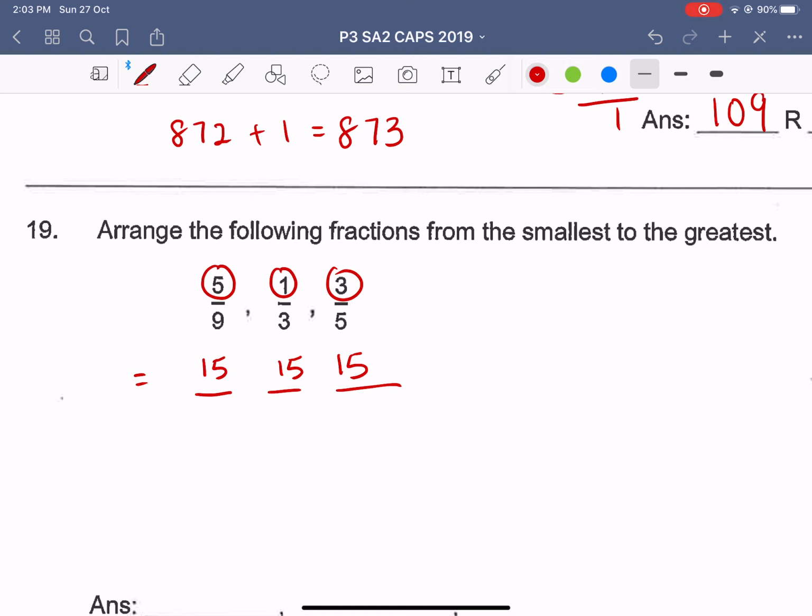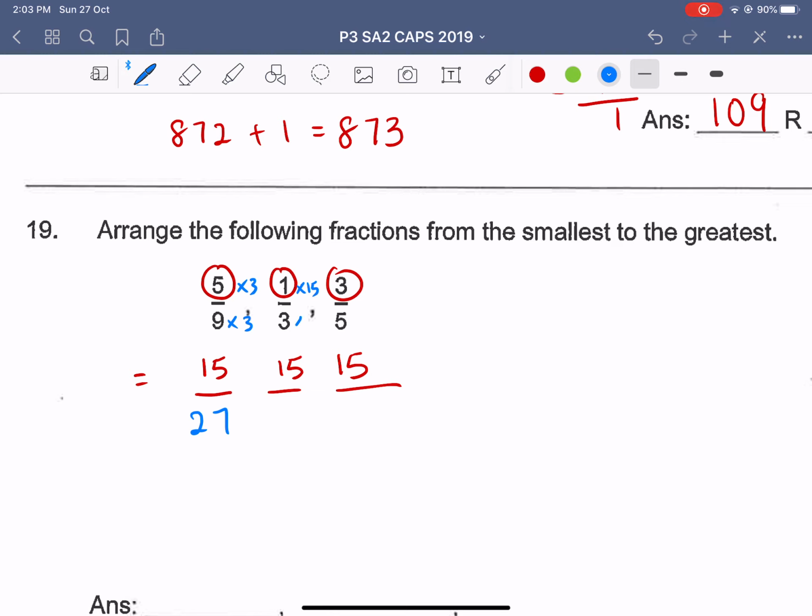So now that is done, I need to see how I got the 15. I multiply that by 3. So if I do that, I must multiply that by 3 below as well, which gives me 27. Okay, what about the second fraction? To get a 15, I need to multiply by 15.